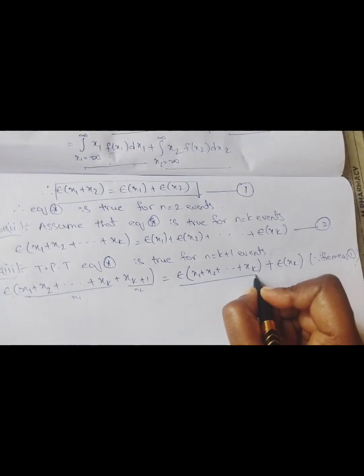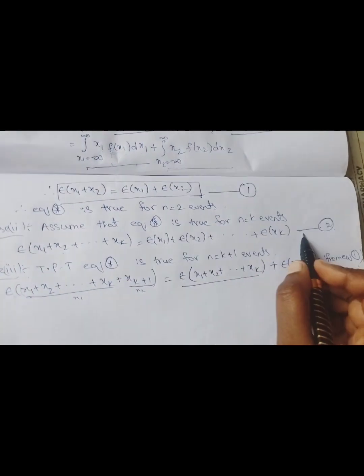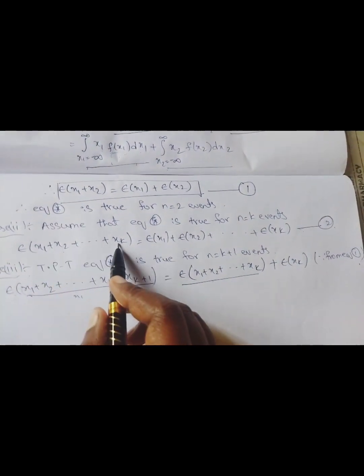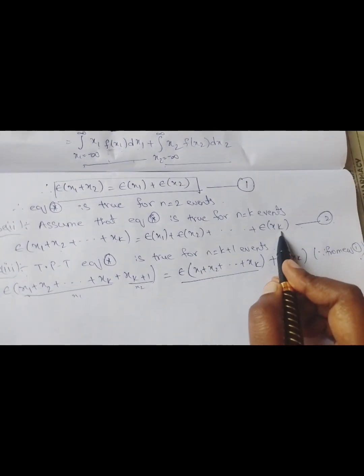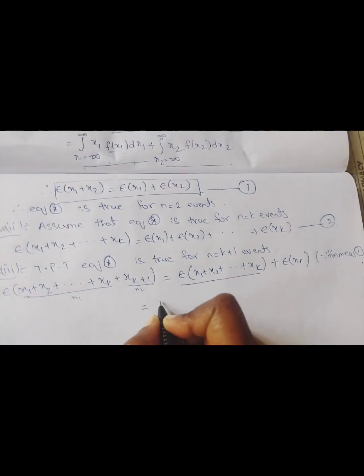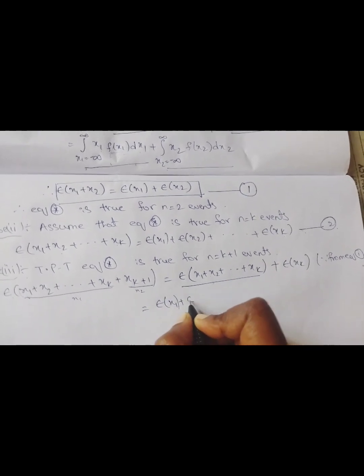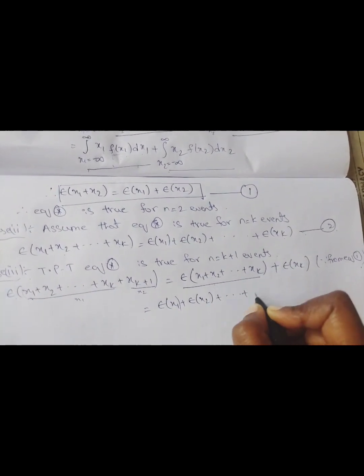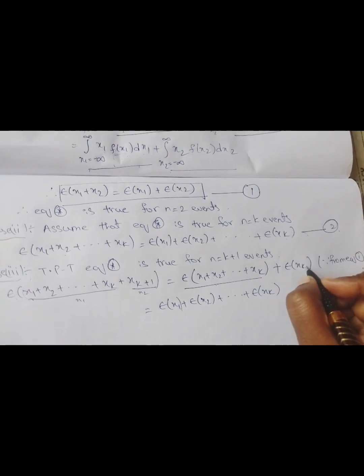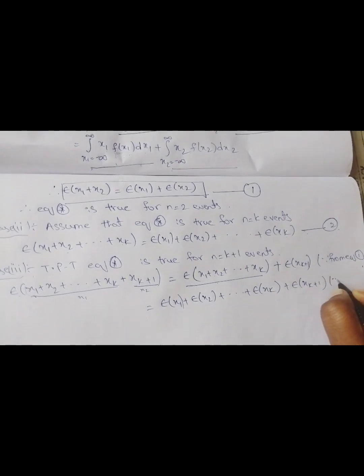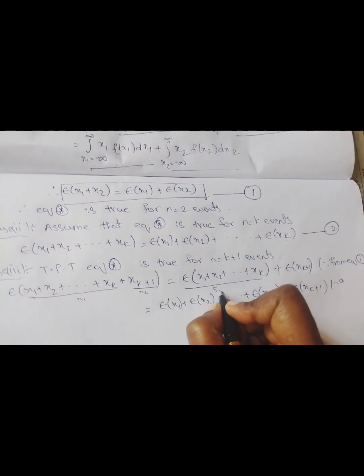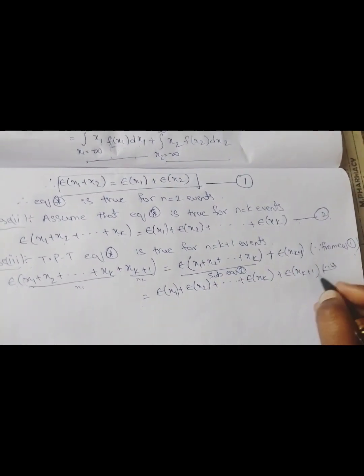Next, what is this? This is exactly equation 2. So expectation of x1 plus x2 plus so on xk can be written as expectation of x1 plus expectation of x2 plus so on expectation of xk. Directly you can substitute. Then plus expectation of xk plus 1. Where did we write this from? Substitute equation 2. Now this is done.